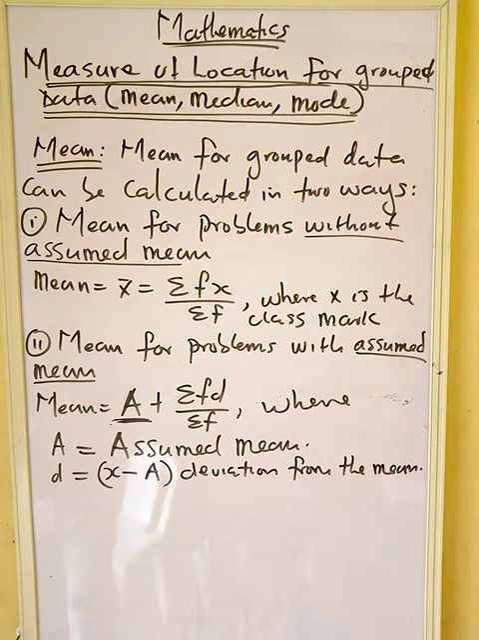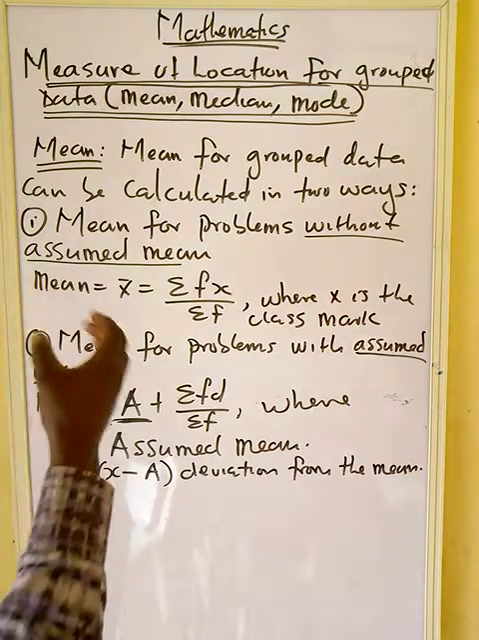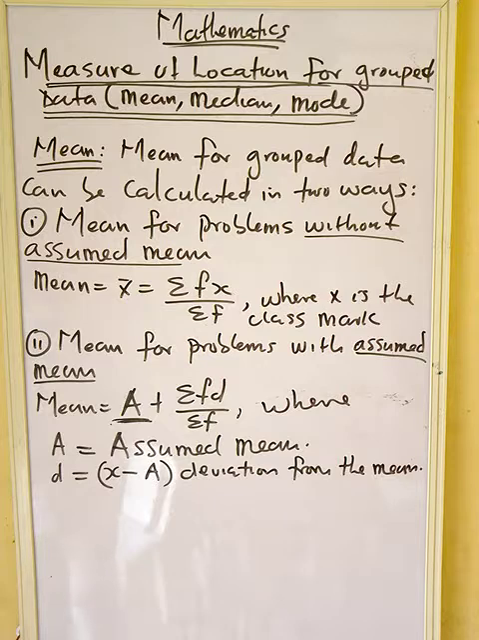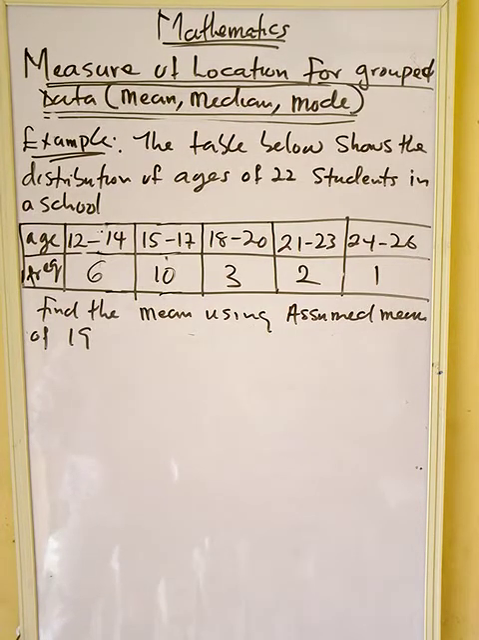Now we are going to practice the 2. We are going to use the same question to calculate the mean without assumed mean and the mean with assumed mean. So this is the question. The table below shows the distribution of ages of 22 students in a school.